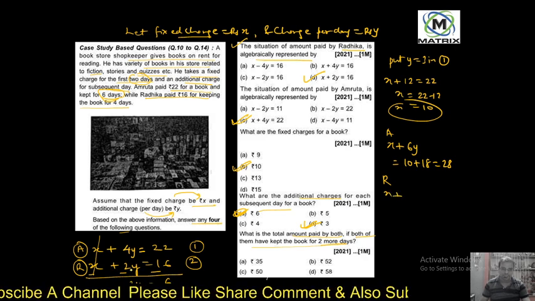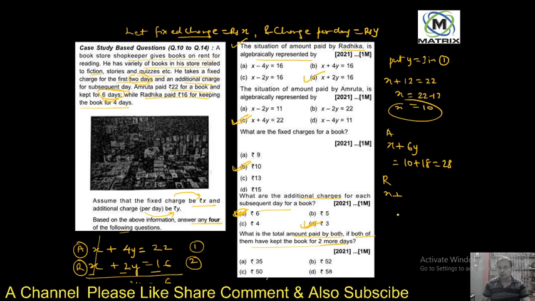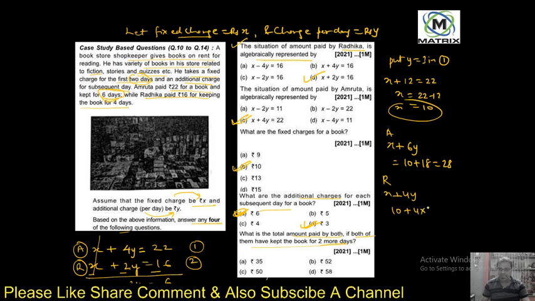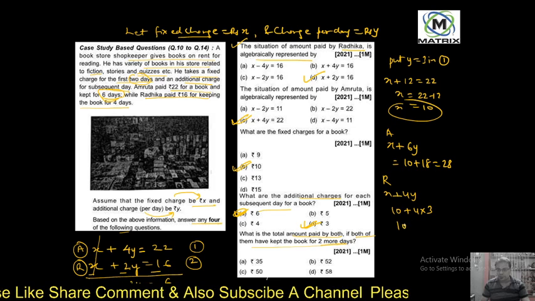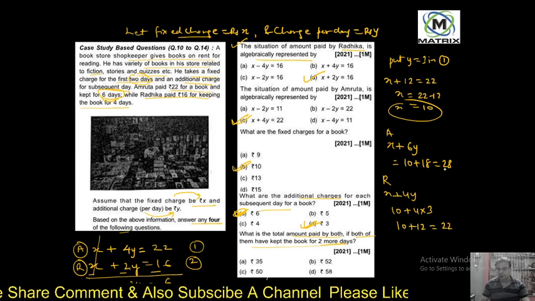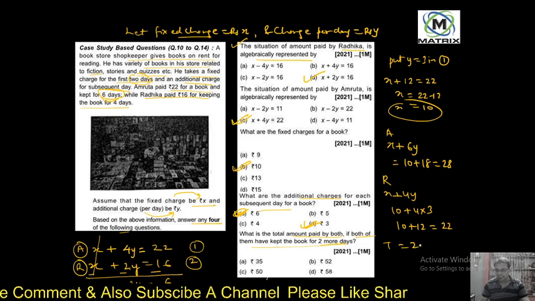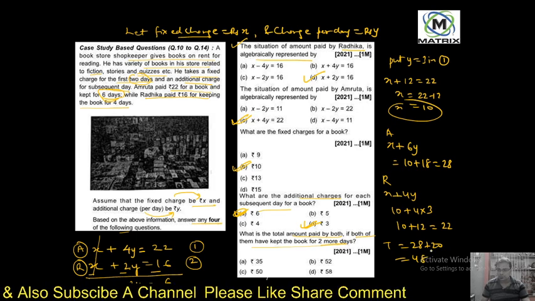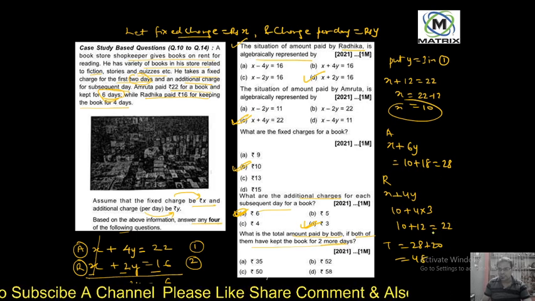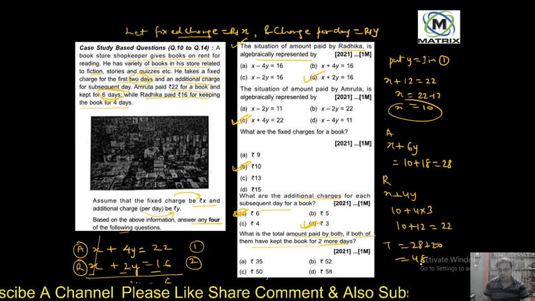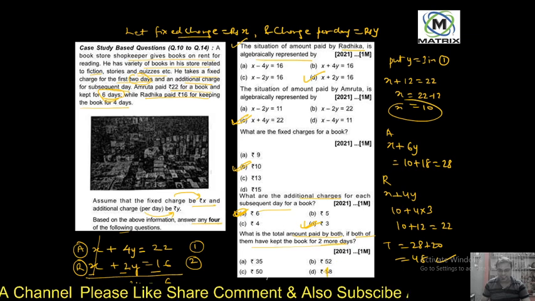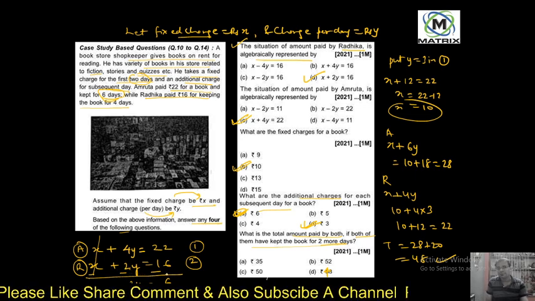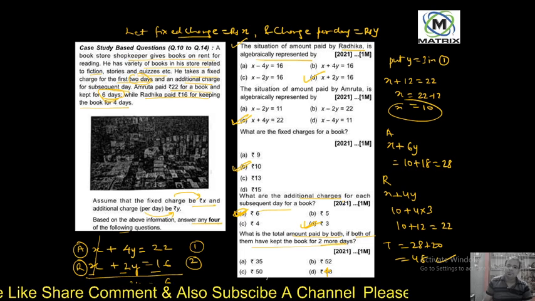And Radhika: x plus 2 more days, 2 already taken and 2 more means x plus 4y. x is 10 and 4 into y, which is 3, so 10 plus 12 is 22. So 28 plus 22, the total is 48. Okay, 2 more extra days, so 4y, right? Okay, done. Is it clear?